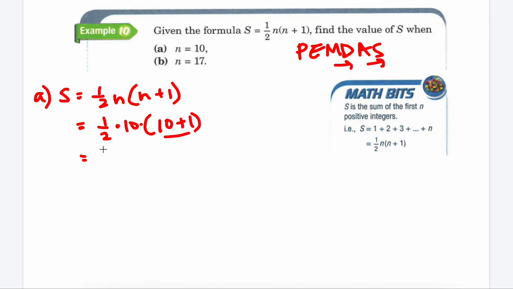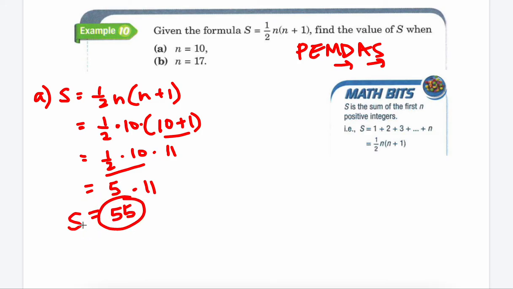Inside my parentheses is 10 plus 1. 10 plus 1 is 11. And then at the end, I just have multiplication across. So 1/2 times 10, half of 10 is 5. And then at the end, I multiply 5 by 11, I get 55. So the sum of the numbers 1 through 10 is 55.